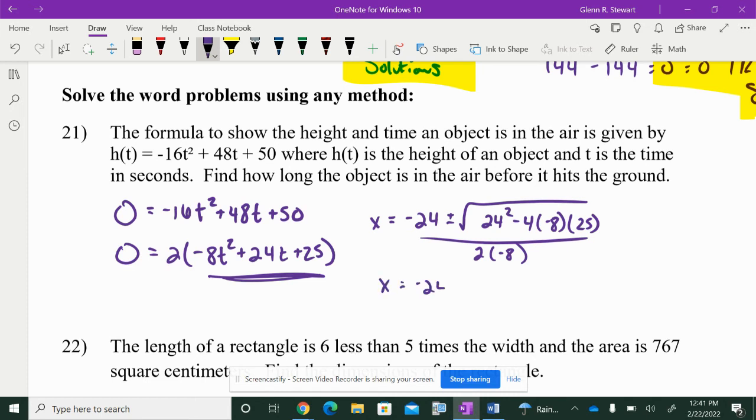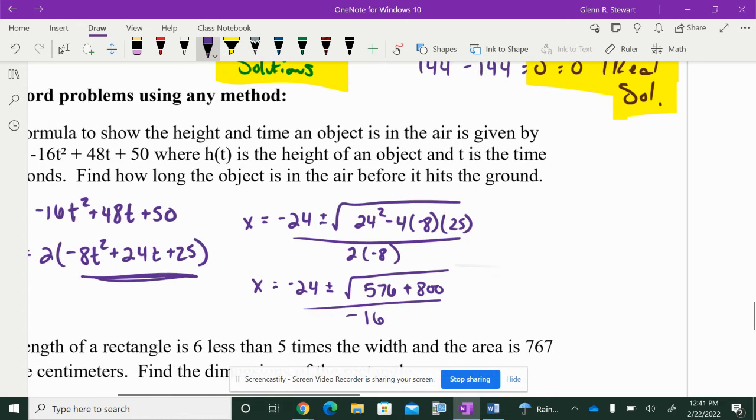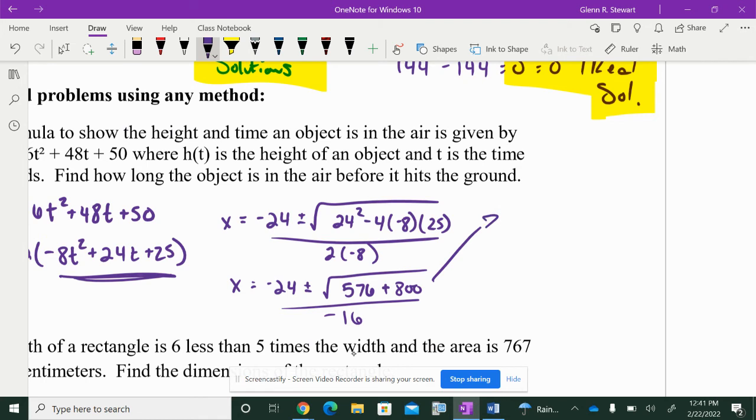It's going to come out to be the same. X is equal to negative 24 plus or minus the square root of 576 plus 4 times 8 is 32 times 25, 800, all over negative 16. Okay, so negative x is equal to negative 24 plus or minus the square root of 1376 all over negative 16.